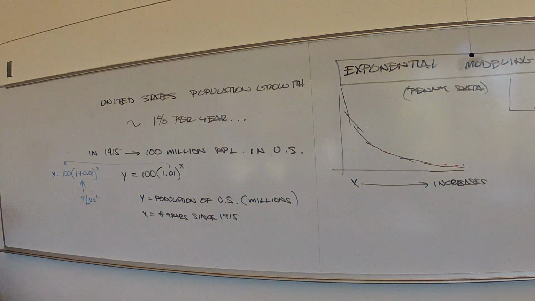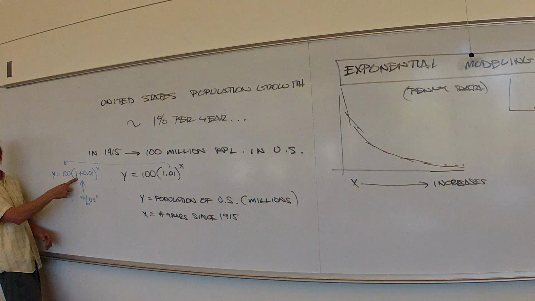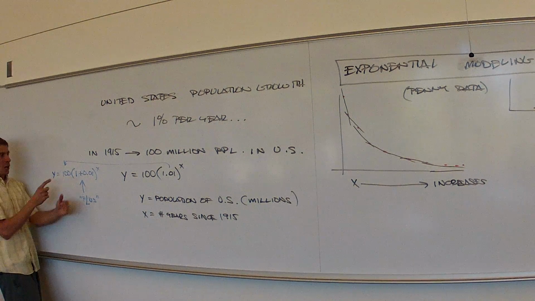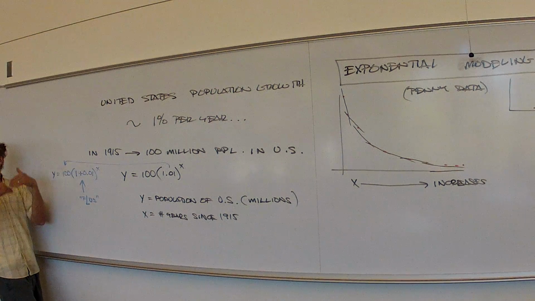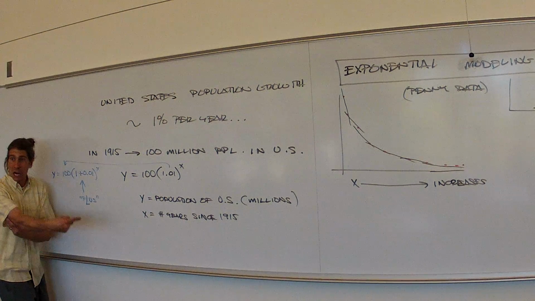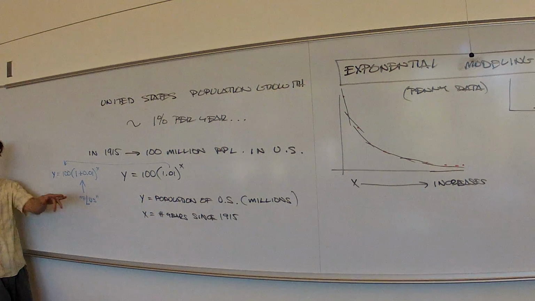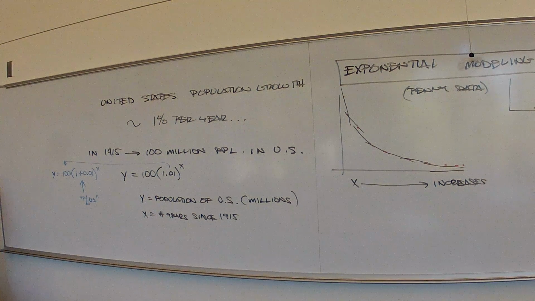So the 1 that's here in 1916, if you will, would be the 100 million people from 1915, and we're going to add to that 1% of that 100 million, and that gives us our population in 1916. And whatever that is, we're going to take 1% of that and add it to itself to get 1917. And whatever that is, we're going to recursively keep adding 1% year after year after year.